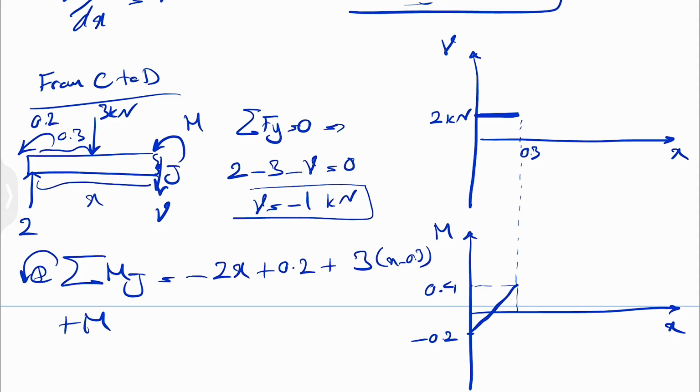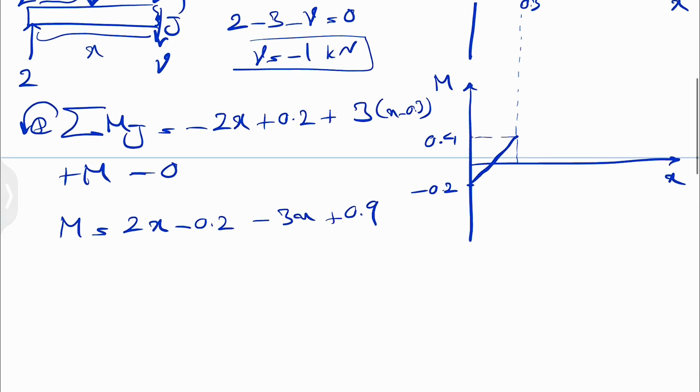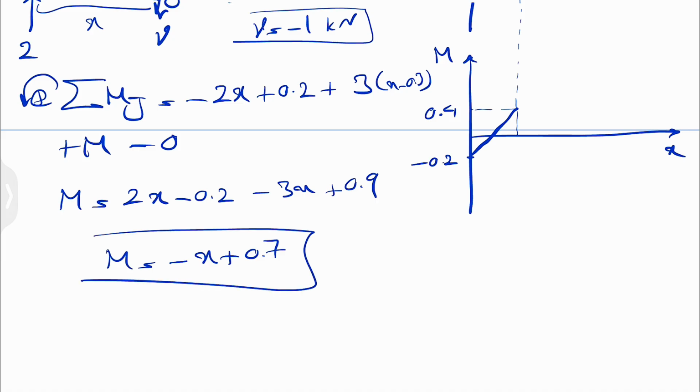And we're going to have m equals 0. So we have m is equal to 2x negative 0.2, negative 3x plus 0.9, which is going to give us negative x plus 0.7.